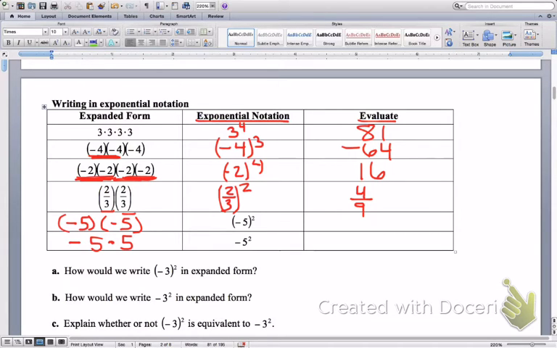Next we have a negative 5 times the negative 5, which gives us a positive 25. And last one, 2 5s make 25, but we have a single negative, so it stays negative 25. Go ahead and answer A, B, and C. So pause your video, answer them, and we'll come back to it.